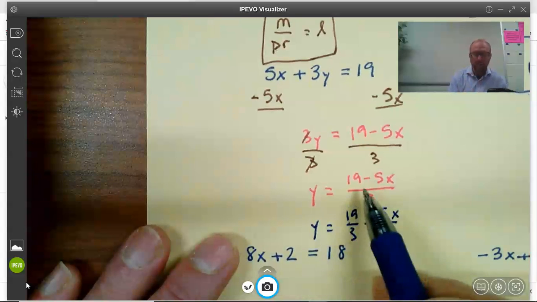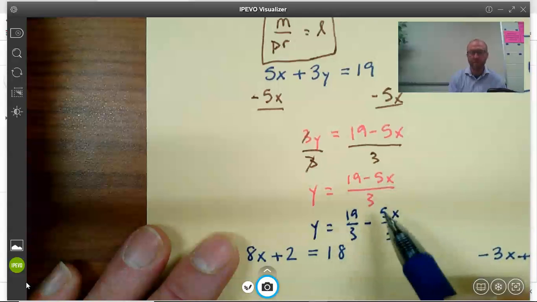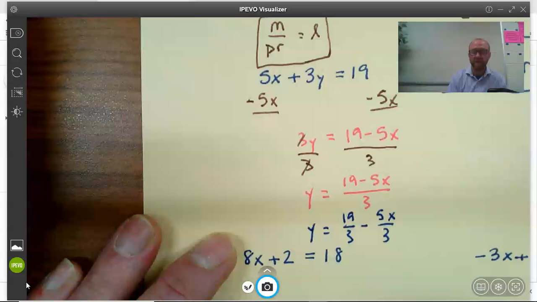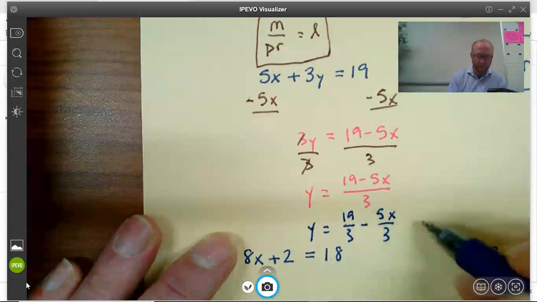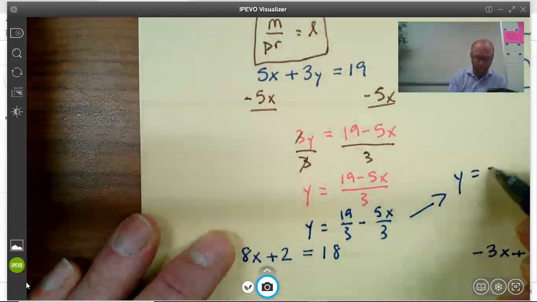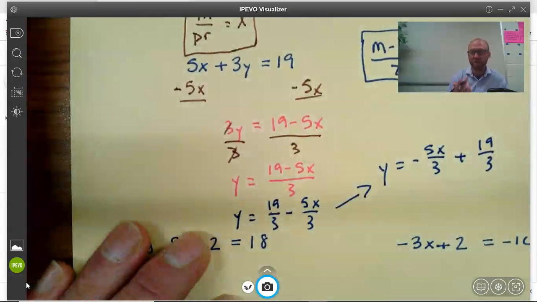So if I have the difference of two things or the sum of two things and they're all divided by some single number, I can split that fraction into 2. So I have 19 thirds and I have negative 5x over 3. And then, kind of running out of space here, so I'm going to move up here, I would just kind of reverse the order. Y equals negative 5x over 3 plus 19 over 3.